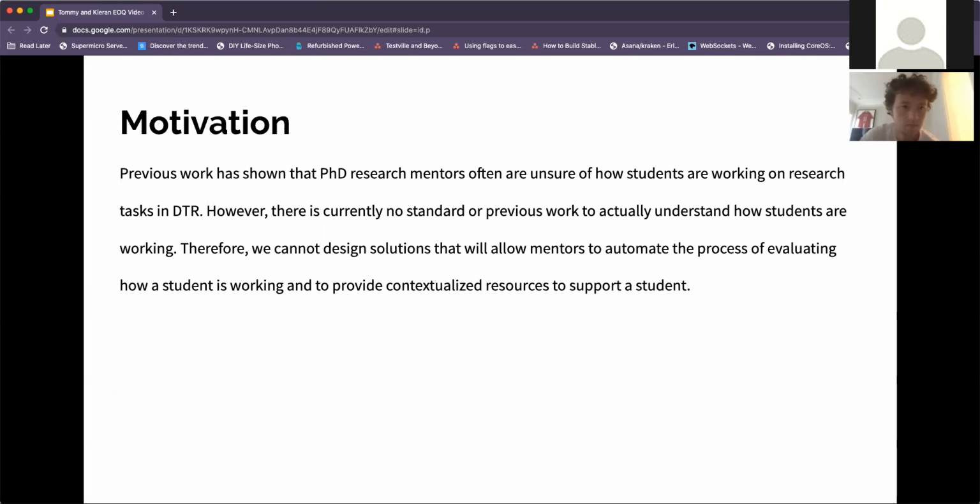So our motivation: our previous work had shown that PhD research mentors are often unsure of how their student mentees are working on research tasks. We found that there's no standard or previous work to understand how students are working in DTR and in research environments. So we can't design a potential solution to this problem that PhD mentors face, through automating or designing orchestration scripts, until we have an understanding of how students are actually working and what kinds of resources they're using.